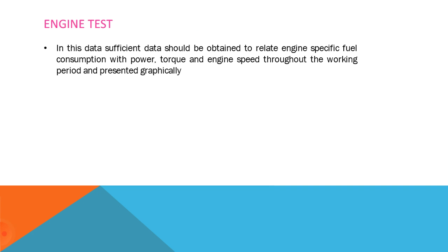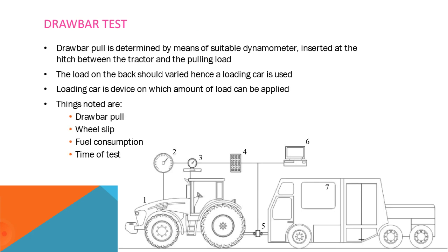Next is the engine test. The engine test is similar to the tractor PTO test, and usually either one is performed. If the PTO and engine operate independently, then both the PTO test and the engine test should be done. If the PTO is taking power from the engine, it should not be tested separately, and only the engine test is sufficient.